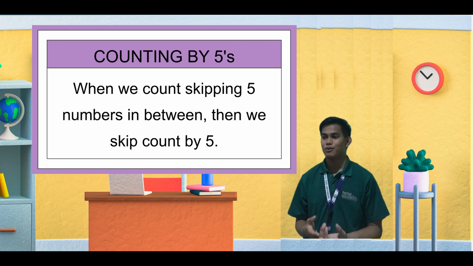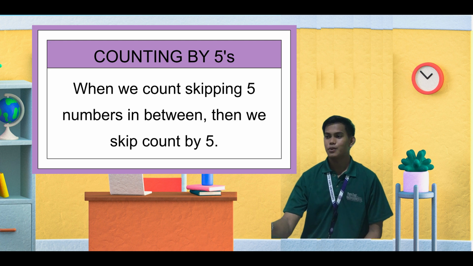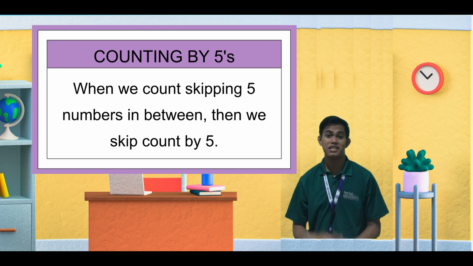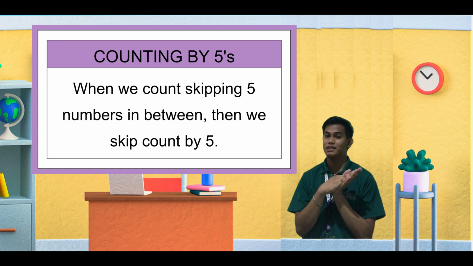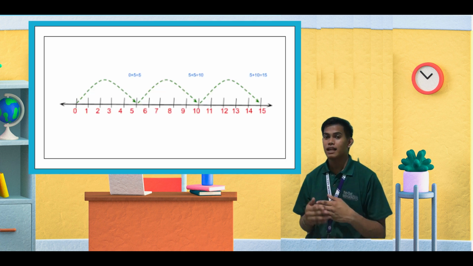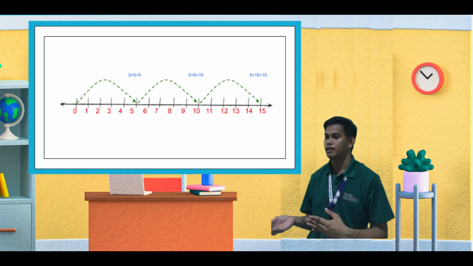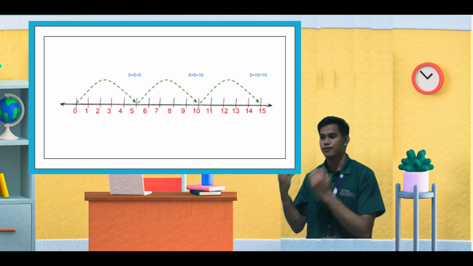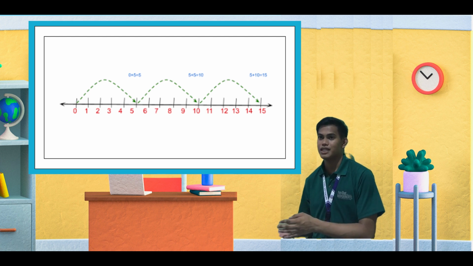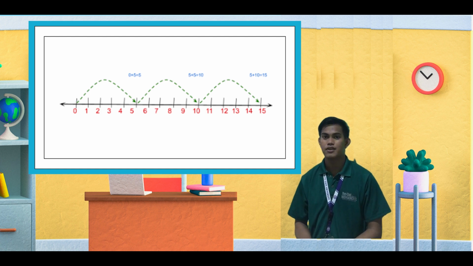When we count skipping 5 numbers in between, then we skip count by 5. Skip counting by 5 is the same process as skip counting by 2s. But in here, we're going to still start from the number 0 and then skip to the number 5. In order for us to skip to the number 5, we're going to add 5 to the previous number. So 0 plus 5 is equal to 5.